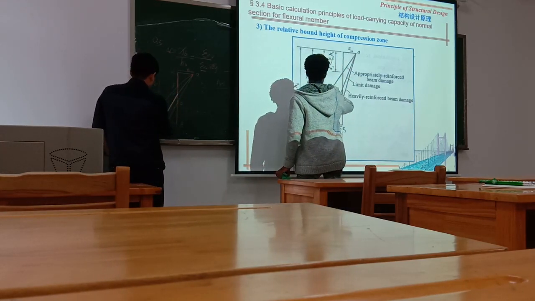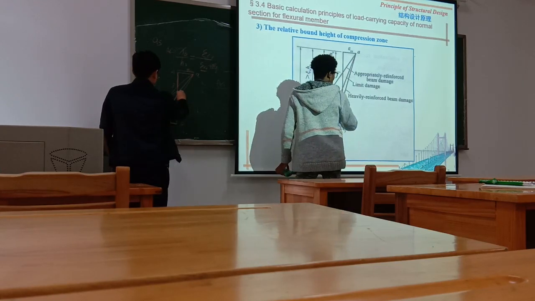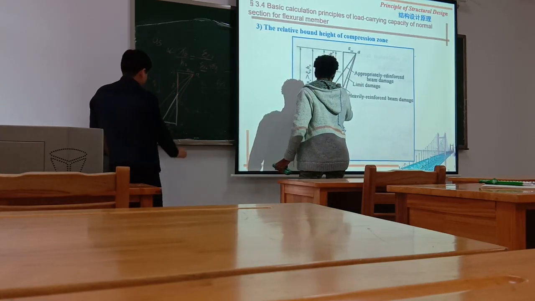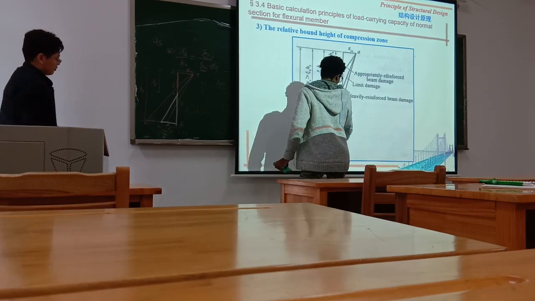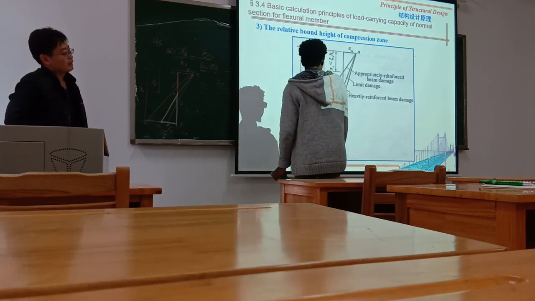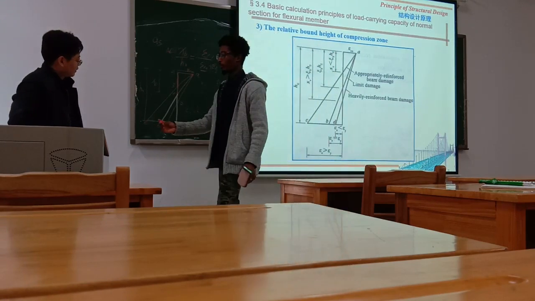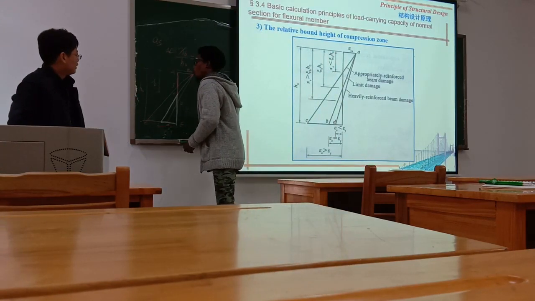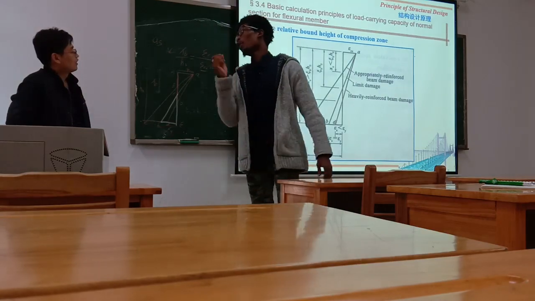This one represents this one. We need to find the distance from here to here, which will also represent the CB. That's what I guess. I know how to do it, but I've forgotten how to.